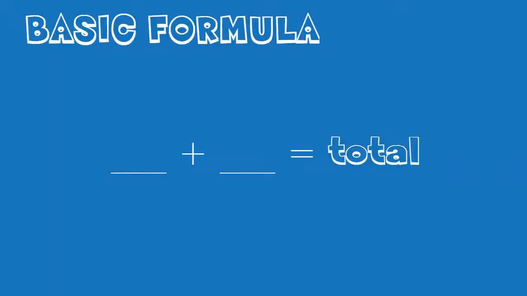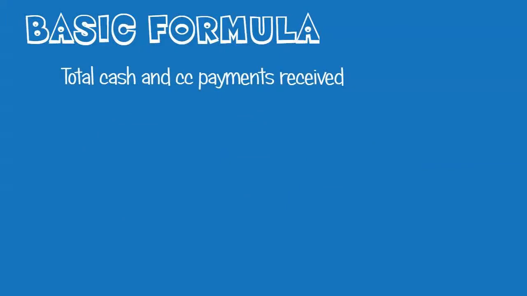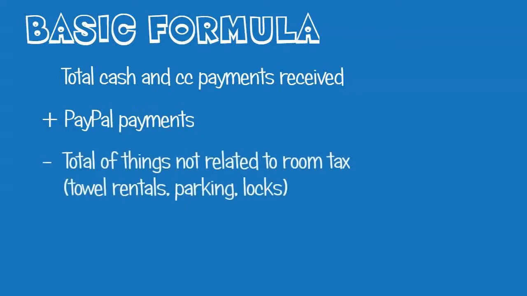Okay, so first I'll show you the basic formula I use, then I'll show you how to get the numbers you need in Cloudbeds, yes? The basic formula is all cash and credit card payments we received last month, plus the totals from PayPal as well, minus all the things on last month's reservations that are not supposed to be taxed. Basically, just extra purchases that have nothing to do with the room rental. I'll show you what I mean later, of course.